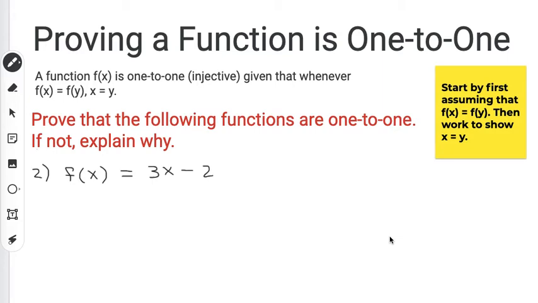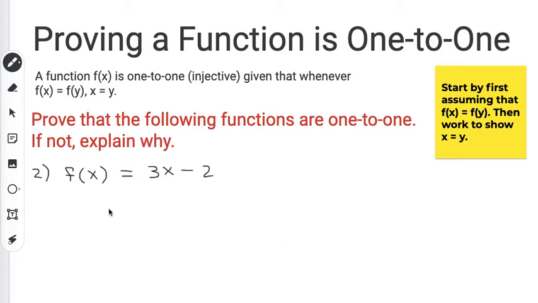We are going to prove that a function is one-to-one. Now, the first thing you want to do is start off by assuming that f of x is equal to f of y. And when you do that, you want to do some work in between to show that x is equal to y. That's the last thing that you need to show.